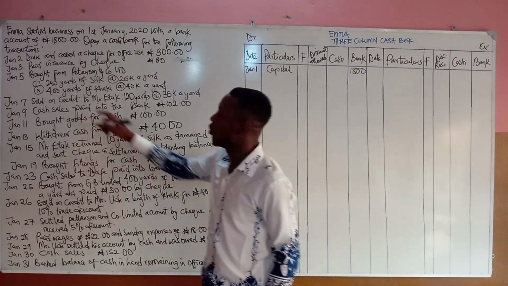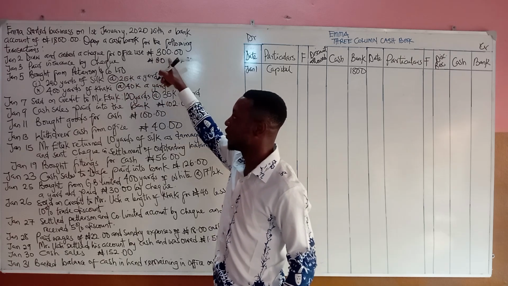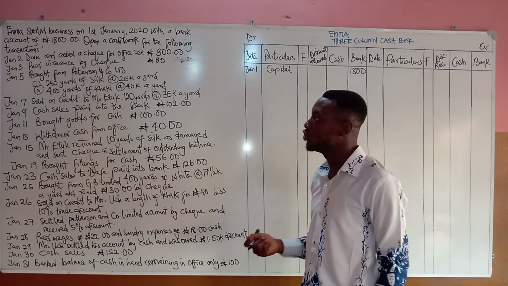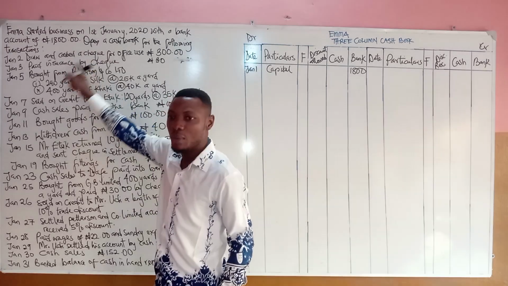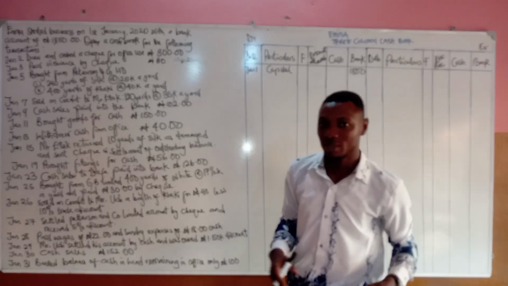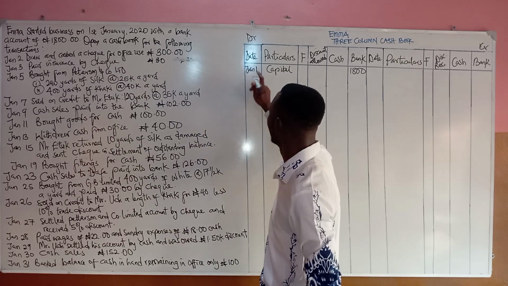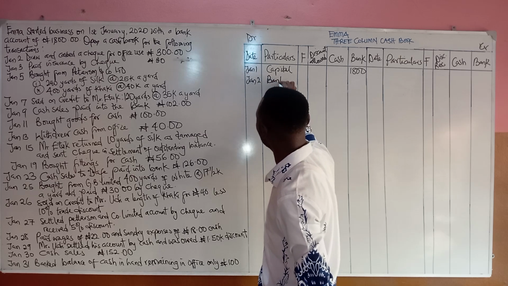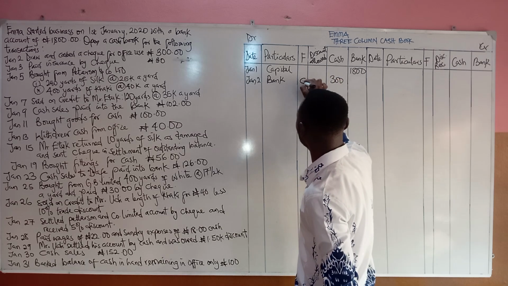Great. The second one, January 2nd, drew and cashed a check for office use, 300 naira. If you look at this critically, you will see that he drew and cashed a check, meaning he took cash from the bank, so cash at hand is increasing, and what is reducing? Money at bank, cash at bank is reducing. Because our cash at hand is increasing, we'll record it here. January 2nd is a contra entry. Bank, you got payment from bank, and what did you get? Cash of 300 is a contra entry.